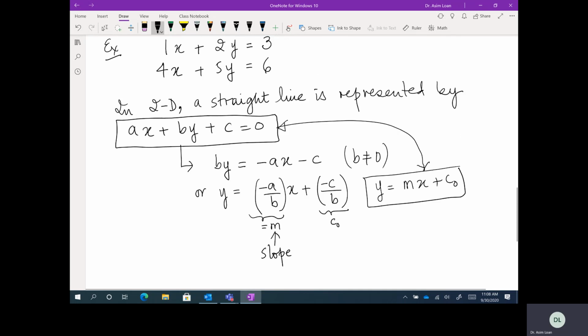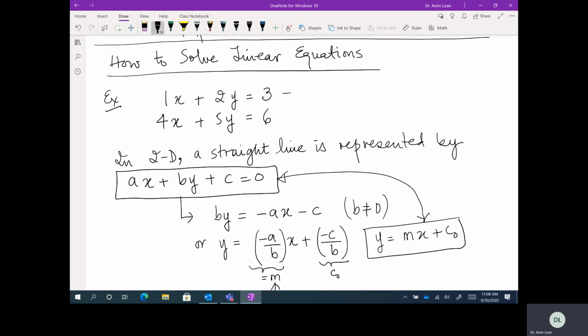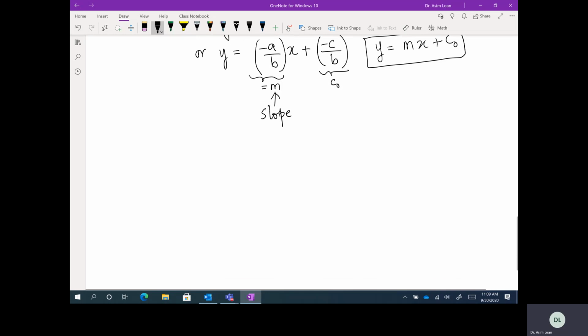Okay, so we have 1x plus 2y equals 3. I can write this as y equals minus half x plus 3 by 2, and the other means y equals minus 4 by 5 x plus 6 by 5. If I multiply by 5, I get 5y. If I bring the 4x to this side, this is 4x plus 5y equals 6. If I multiply this by 2, I have 2y, I bring this to this side, so it's x plus 2y equals 3. So let me plot this one.